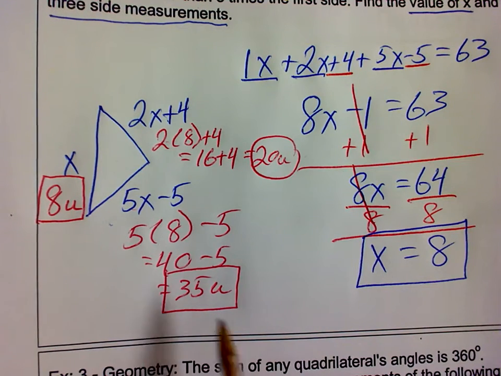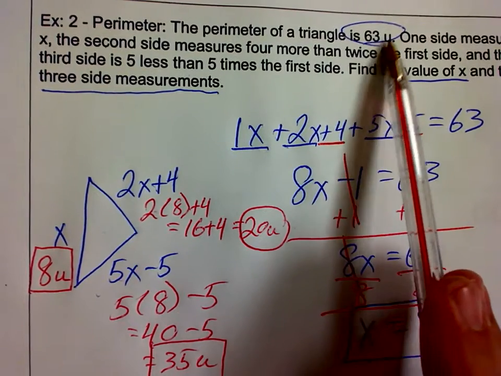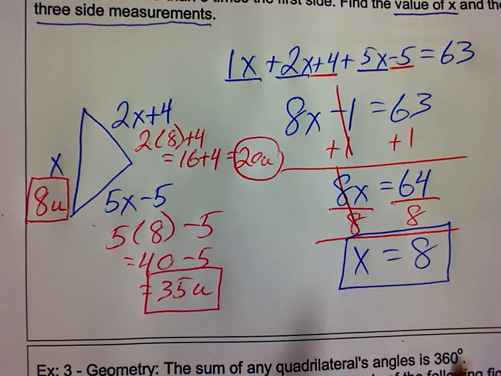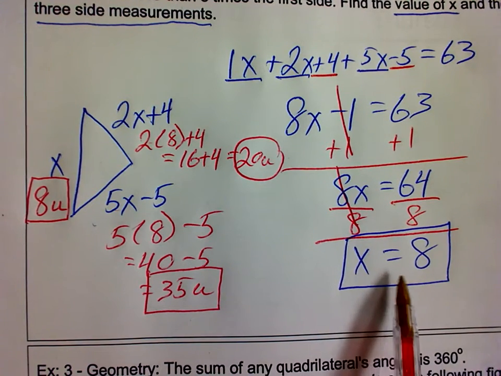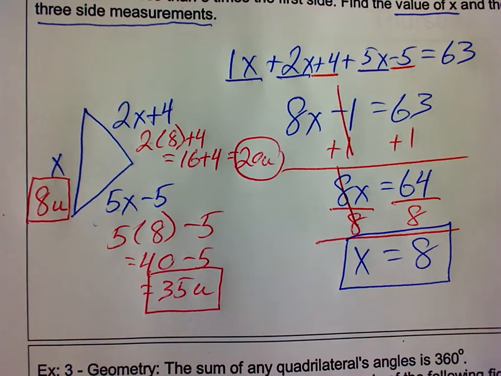So 8 plus 35 is 43. 43 plus 20 is 63. And that was our perimeter in the very beginning. Once again, we know we're done when I have solved for x and I found all 3 side measurements.